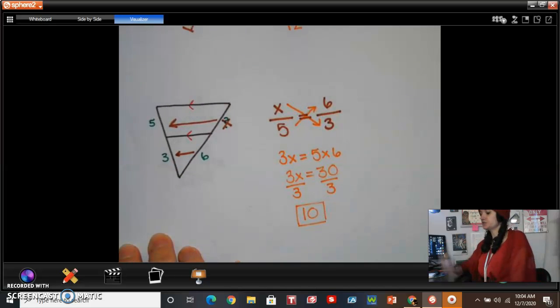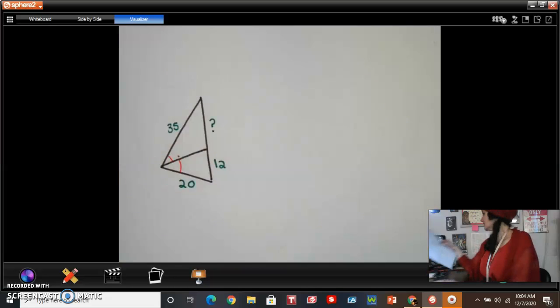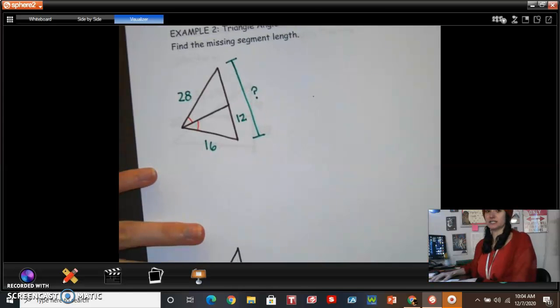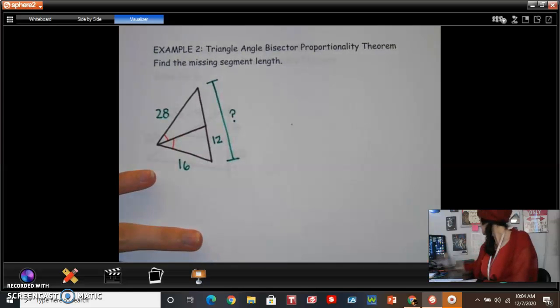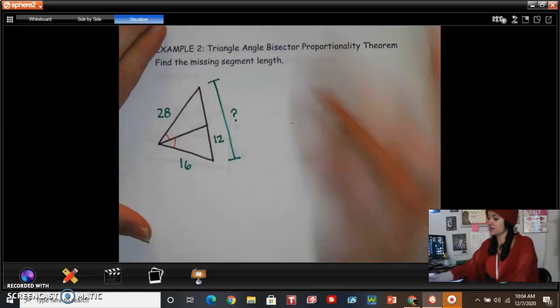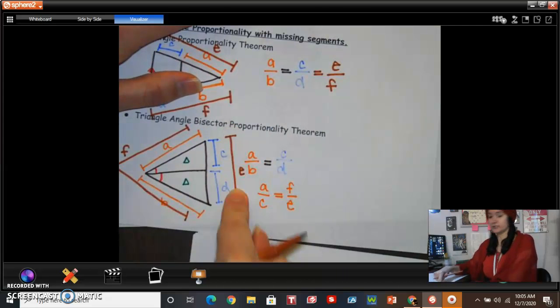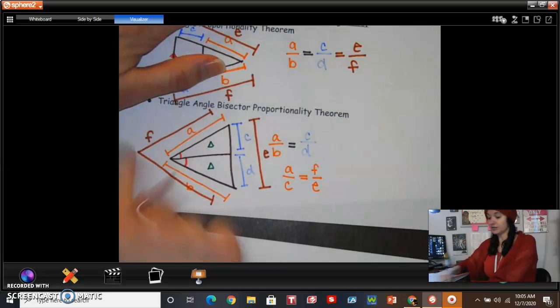So let's move on. So we've practiced the triangle proportionality when it comes to finding a missing side length. Let's practice the triangle angle bisector proportionality when it comes to finding a missing side. Okay, so first thing I notice is that our missing side is the entire thing. And remember, whenever we talked about the entire thing on our angle bisector proportionality, it matched up with the entire length here. So we need to find that.